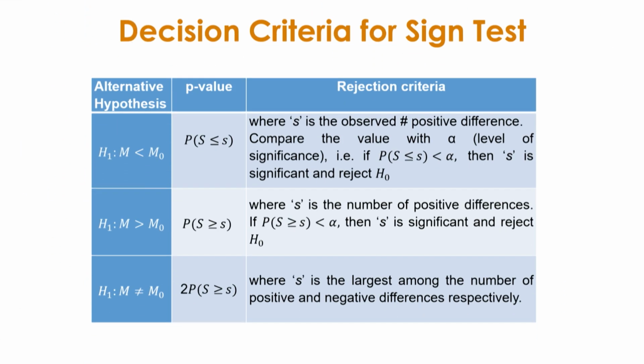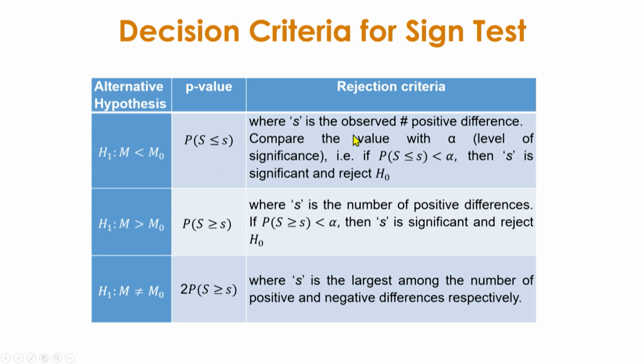Next we can see the decision criteria for the sign test. We will have 3 different kinds of hypotheses: m is less than m naught, m is greater than m naught, and m is not equal to m naught, and we can see the p value here. The p value is the probability of S less than or equal to s, the probability of S greater than or equal to s, and 2 times the probability. So, what rejection criteria are we going to consider here, where S is nothing but your observed positive difference.